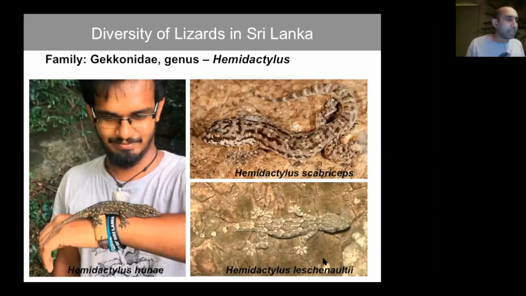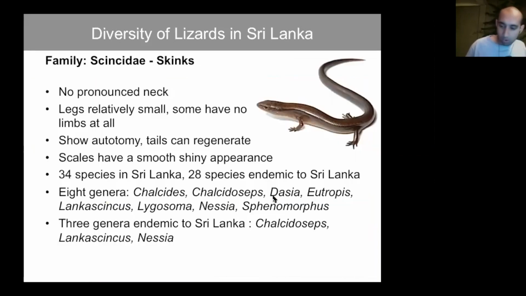All right, and what we have at the bottom is Hemidactylus leschenaultii, or the bark gecko. It's again a dry zone species, a very beautiful kind of gecko, found only in the dry and the intermediate zones of Sri Lanka. Now we're done with geckos. I'm going to move to skinks, or the Hikanalas.